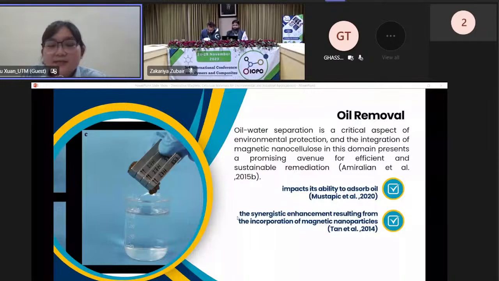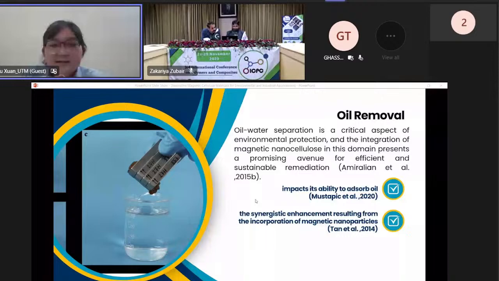Moving forward, our exploration extends to the critical domain of oil removal. The porous structure, coupled with a super oleophilic coating, proved instrumental in effectively absorbing oil and organic compounds. The magnetic responsiveness of our nanocellulose material facilitates the selective removal of oils, presenting a promising avenue for effective and sustainable oil spill mitigation.